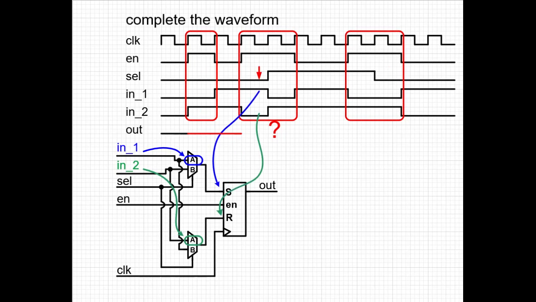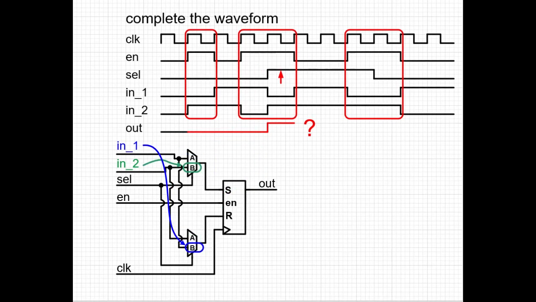Moving on to the next enabled clock period, we see that the mux select is still low, but now the latch inputs are reversed. Now it's the set that's active, and so the latch output goes high. The mux select now goes high, allowing the B inputs through. And although the inputs in 1 and in 2 have reversed states, we're still setting the latch. So no change.